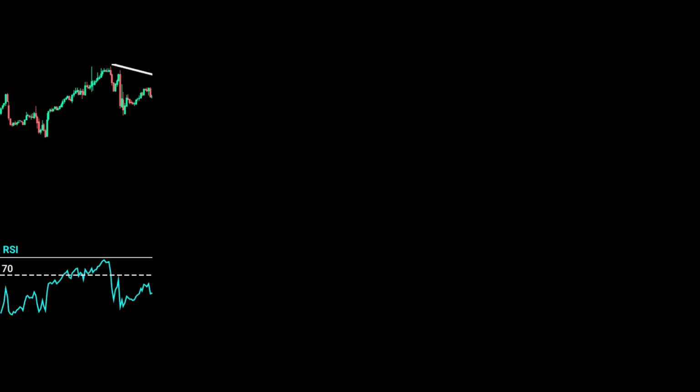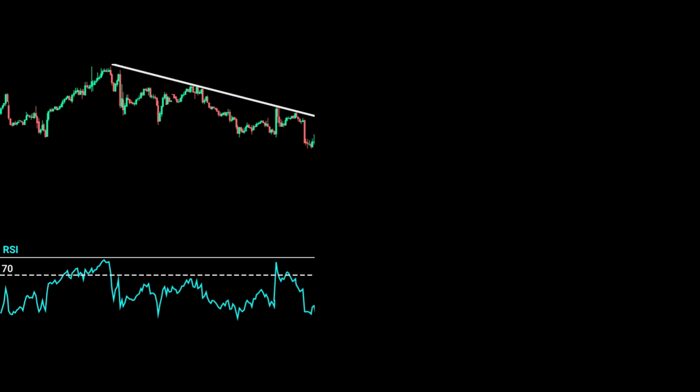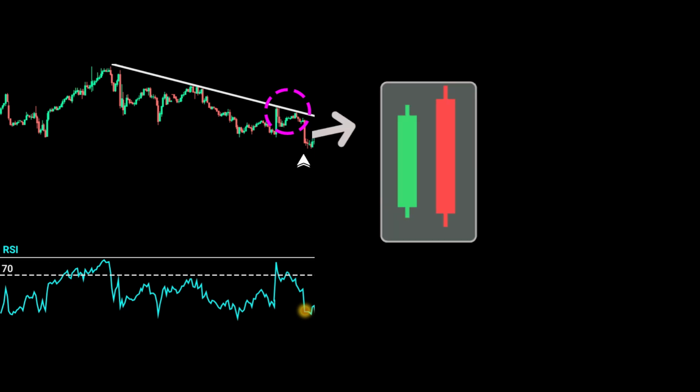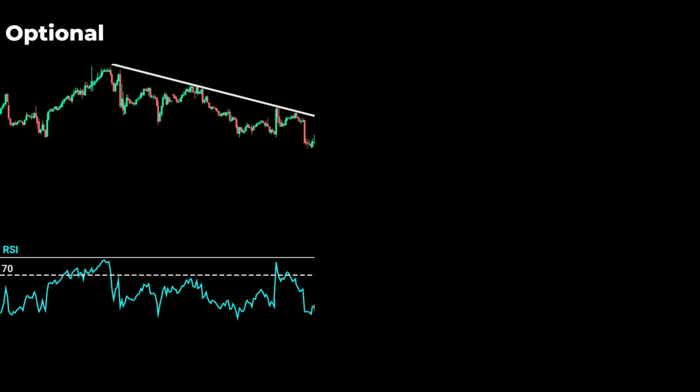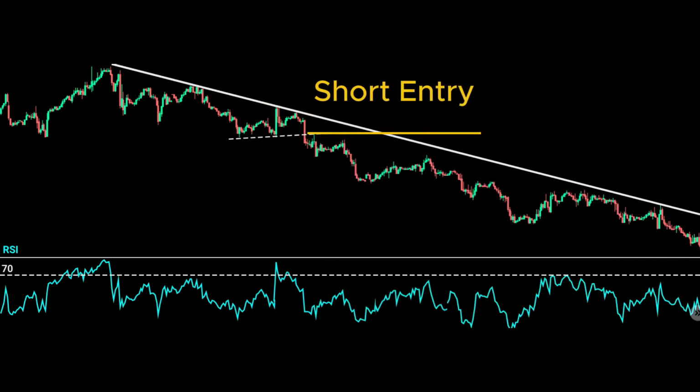Now flip it, downtrend. Same thing works in reverse. In a downtrend, price pulls up to the trend line, RSI pushes above 70, then turns back down. You see a strong bearish candle, maybe even a bearish engulfing. A big red candle that fully covers the previous green one. Optional: draw a mini trend line over the pullback and wait for a breakdown, just like we did in the uptrend. Either way, once everything lines up, that's your signal to take the short trade.